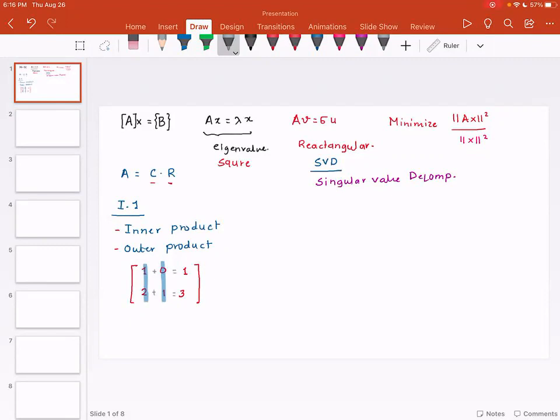So which means, since there are just two independent columns, the rank of the matrix is 2. Rank is a very important word. By definition, rank is the number of independent columns, which is equal to the number of independent rows.